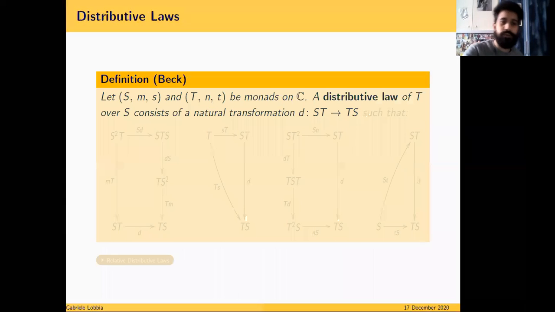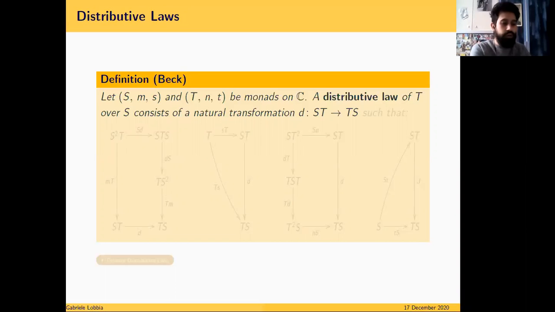Okay, so let's start with distributive laws. As the name suggests, they want to generalize the notion of distributivity. Think about the distributivity in rings. In rings, we've got two monads, the one of abelian groups and the one of monoids, that interact with each other with this distributive law. So distributive laws are exactly describing how two monads interact. More specifically, a distributive law is a natural transformation from ST to TS. This weird twisting, I will explain in the next slide why we've got this change of composition.